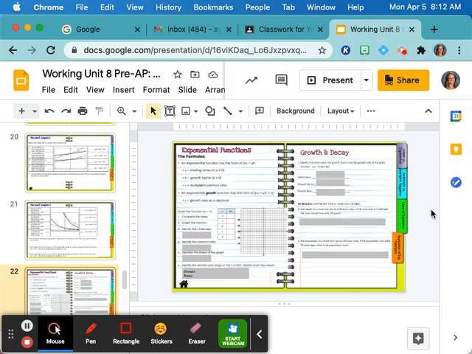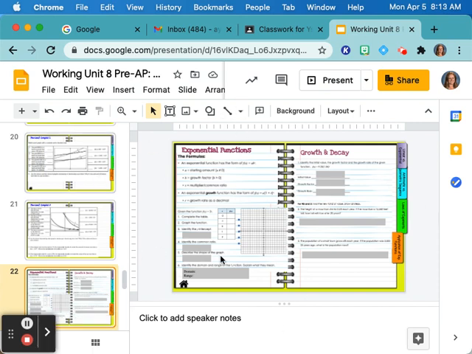Okay, we are moving on. You should already have turned in your exponential functions review and then reporting category 2 EOC review. I'll be passing out reporting category 3 EOC review here in a little bit. Let's look at our digital interactive notebook. We need to look at slide 22.